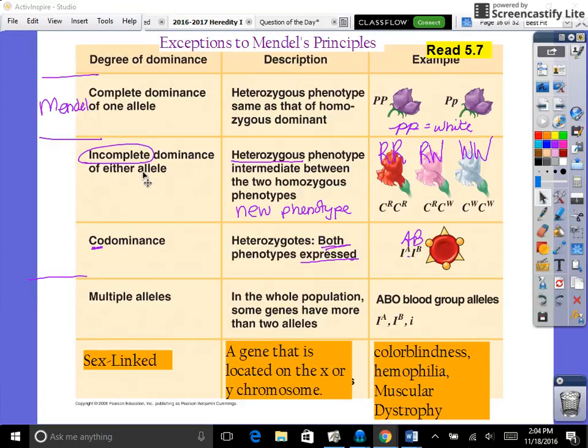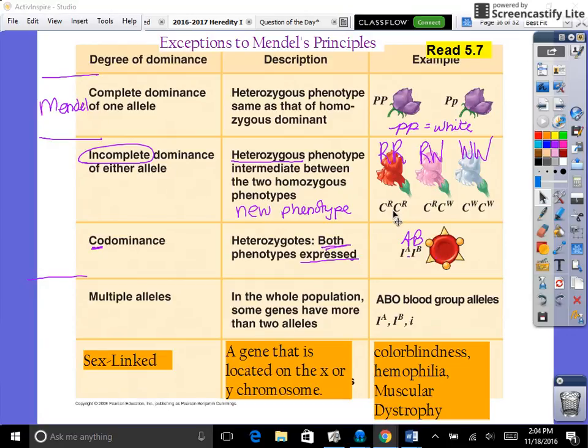In incomplete dominance, if you think about the word incomplete, it's not done. So really, the red is not dominant, the white's not dominant, a new phenotype is created, and in this case, it's pink. So when you're reading a question and there's a new phenotype that's created, it's a hint that it's an incomplete dominant situation. So the heterozygous is showing a new color.